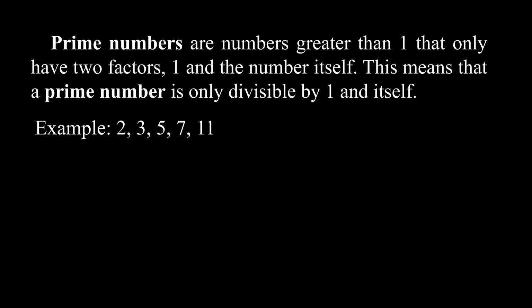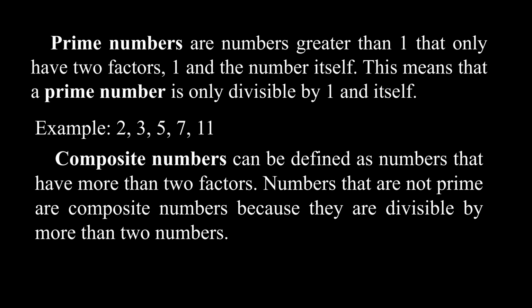Kung hindi prime number ang isang number, it can be categorized as a composite number. And what is a composite number? Composite numbers can be defined as numbers that have more than two factors, and numbers that are not prime are composite numbers because they are divisible by more than two numbers. That's right, more than two numbers. For example, we have 4, 6, 8, 10, and 12.